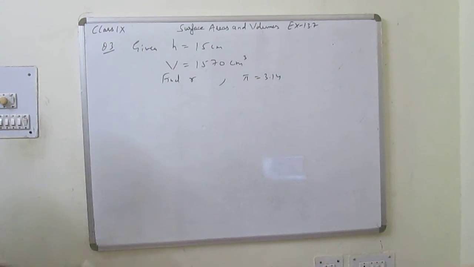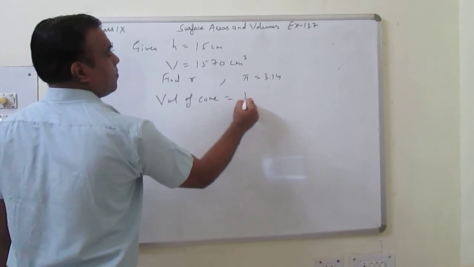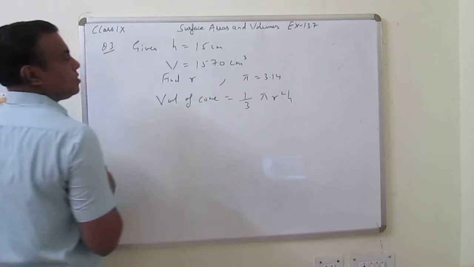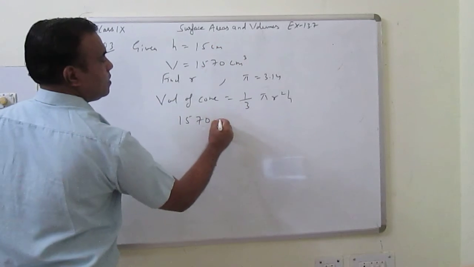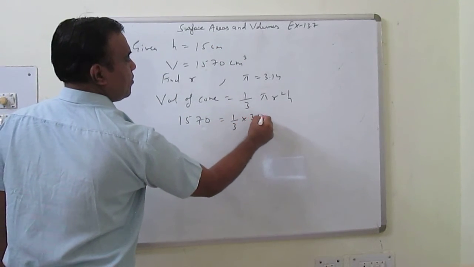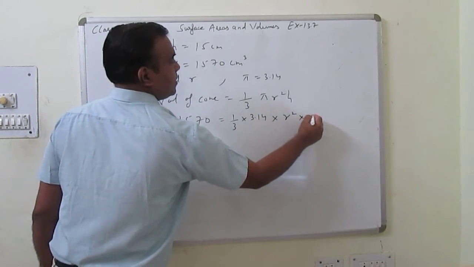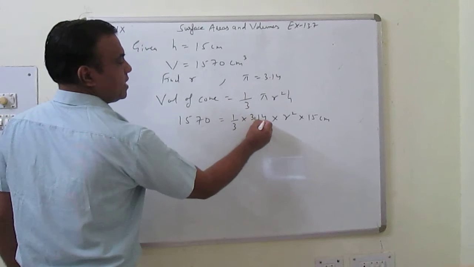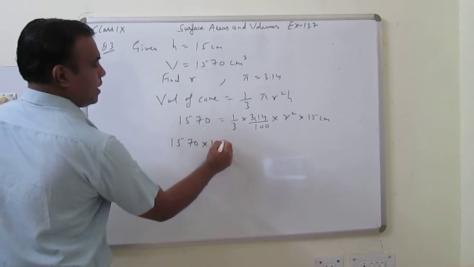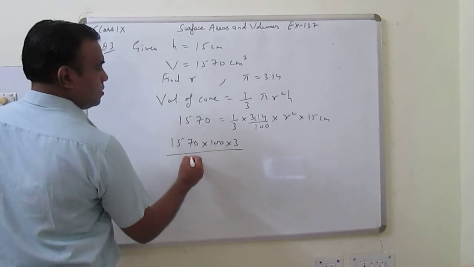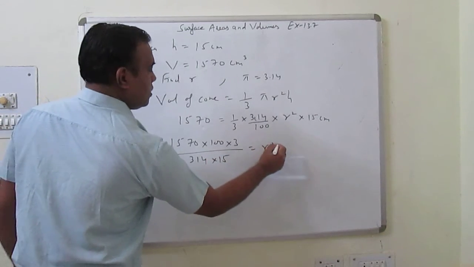Now we know that volume of cone कितना होता है? 1/3 pi r square h. What is volume is given to you 1570. Units are same. 1/3 into 3.14. It is given to you. r is don't know and height is 15 centimeter. Now this decimal will remove. Cross multiplied 1570 into 100 into 3 upon 314 into 15 is equal to r square.